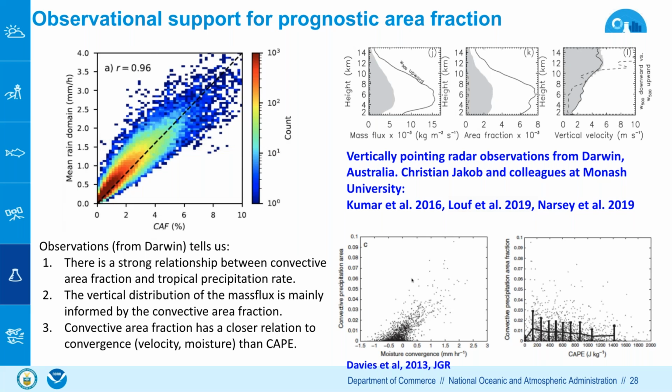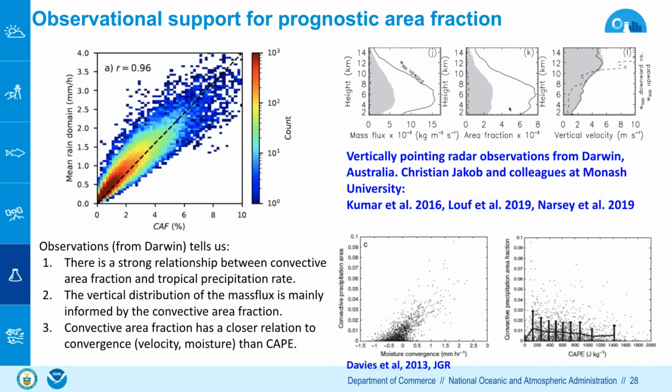So this is from Christian Jacob and their team. They use these vertically pointing radar observations from Darwin, Australia. And they see that there's a strong relationship between the convective area fraction and the tropical precipitation rain rate. And they also look at the vertical distribution of the mass flux. The mass flux can be seen as a product between the area fraction and vertical velocity. And mainly it's the area fraction that dictates the shape of the mass flux profile rather than the vertical velocity.